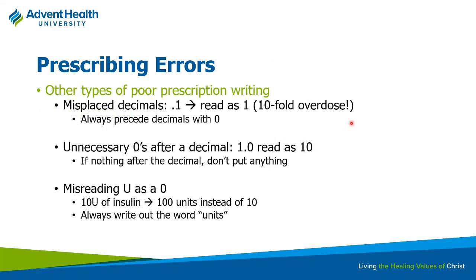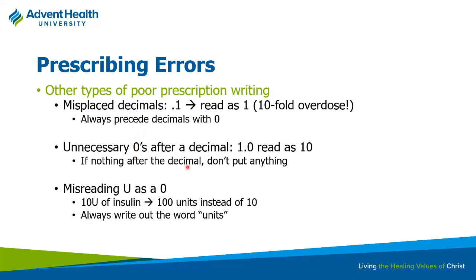When writing your prescriptions, here are some general things I want to see done because they help reduce errors. For instance, misplaced decimals. If you write .1 or .2, that can be easily misread as 1 or 2, right? By putting a leading 0 there, writing 0.1 or 0.2, you prevent that error from occurring. And that could be a tenfold error potentially. It could be really dangerous.